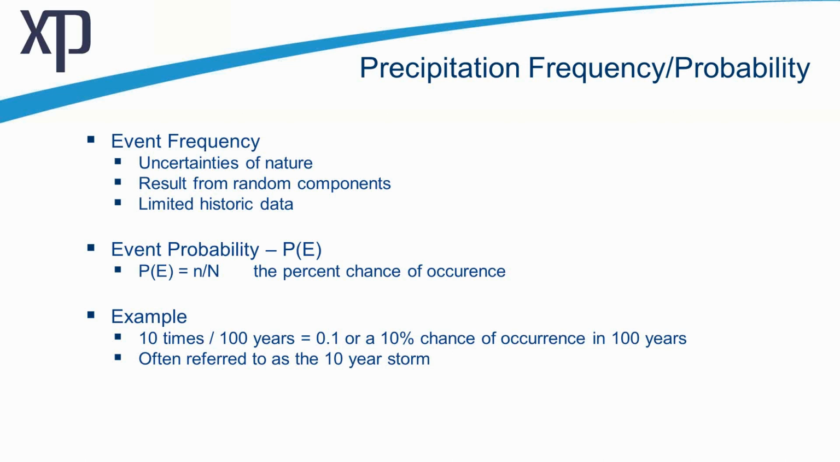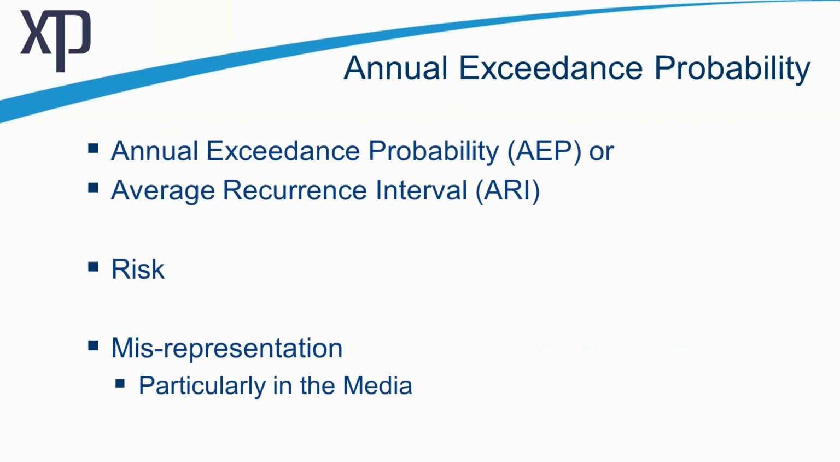Functionally, if we look back at our historic records, if a given rainfall occurs 10 times over the previous 100 years, if you have 100 years of record, well then we might generalise that statement to say that it's a 0.1 storm or a 10% storm or that 1 in 10 year storm. Functionally, those statements all hold true, but again, it does lead to the potential for misrepresentation, particularly in the media.